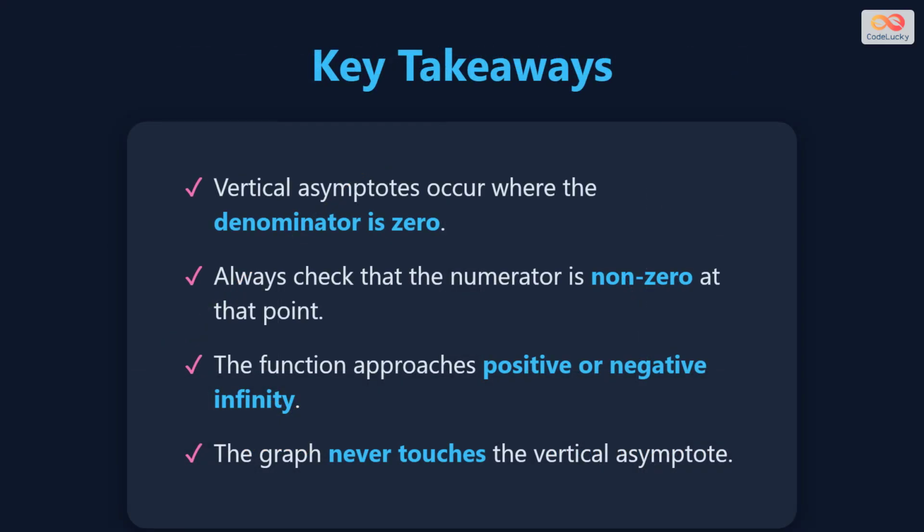To recap, vertical asymptotes are vertical lines where the function grows without bound. They occur at x values that make the denominator 0, provided the numerator is not 0. Remember, the graph will get infinitely close to this line, but it will never touch or cross it.